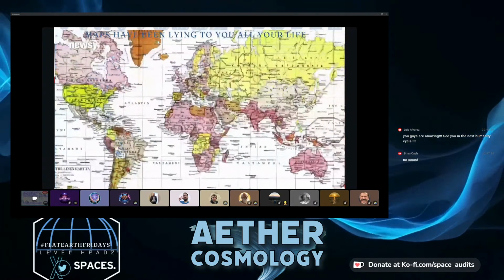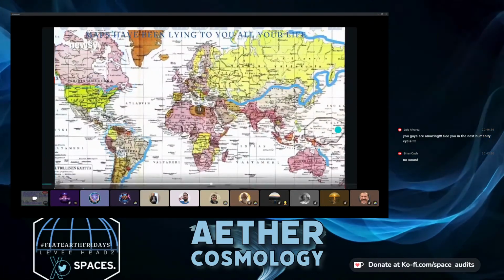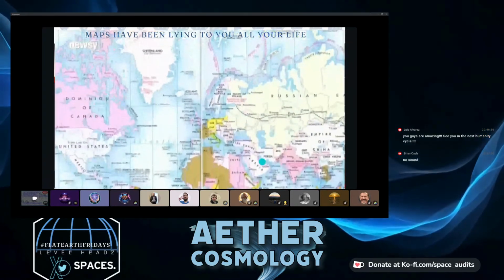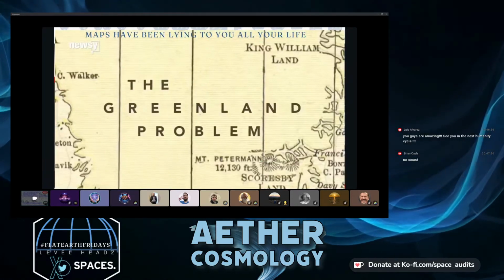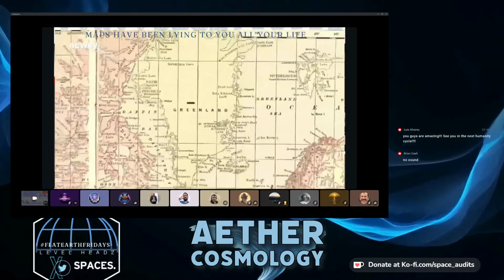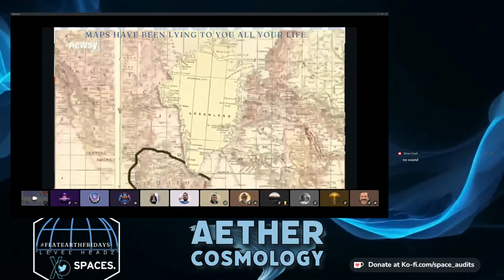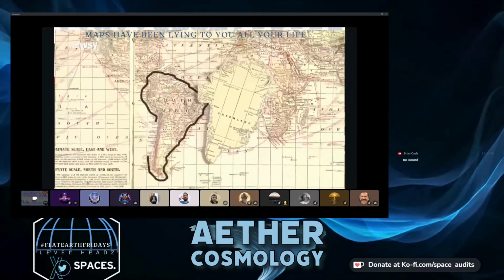That gives us the wrong idea about the relative size and maybe even the importance of some regions. This creates what some map makers call the Greenland problem. This is Greenland on Mercator's map. It's huge. Here, Greenland is bigger than the entire continent of South America.